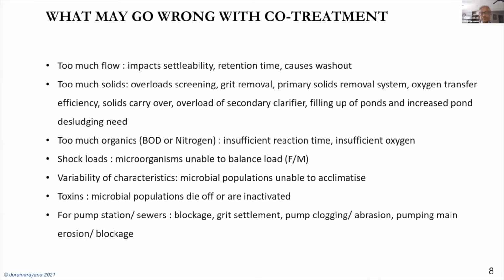Right? And finally, there's also the potential where the septage or fecal sludge is added not to the treatment plant itself, but to the sewer manholes or to pump stations. Usually people do this as a matter of convenience, and this may cause blockages, grit and garbage settling in your sewers, pumps clogging, and erosion and blockage in your pumps and the pumping system. So this is another impact that could go wrong. These are some of the things to watch out for.